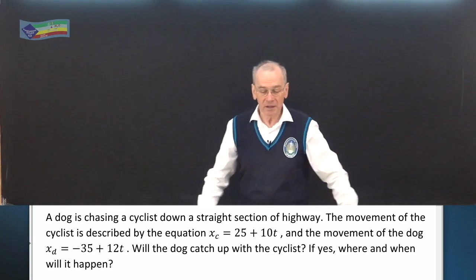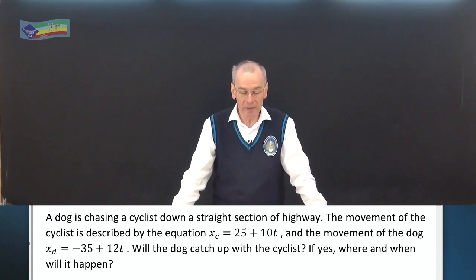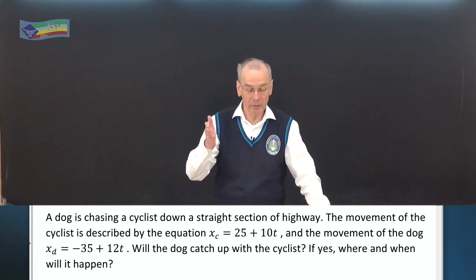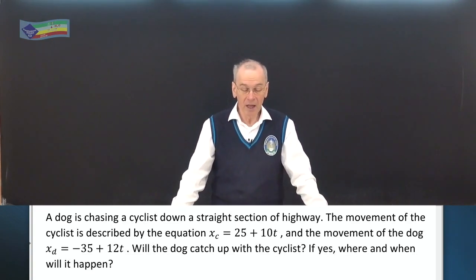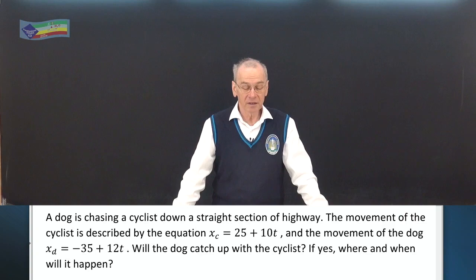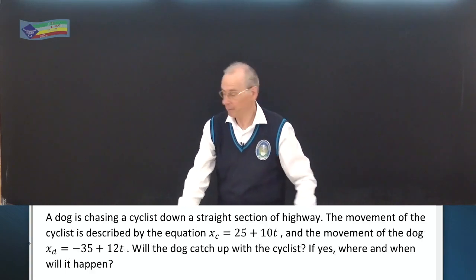A dog is chasing a cyclist down a straight section of highway. The movement of the cyclist is described by the equation you can see on the screen, and the movement of the dog is described by the second equation. Will the dog catch up with the cyclist? If yes, where and when will it happen?